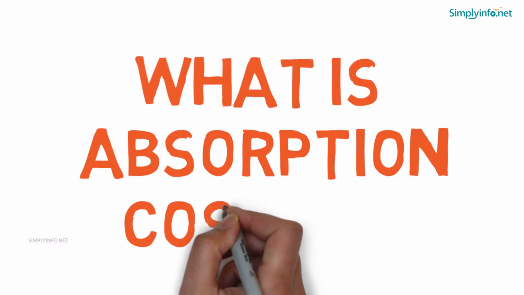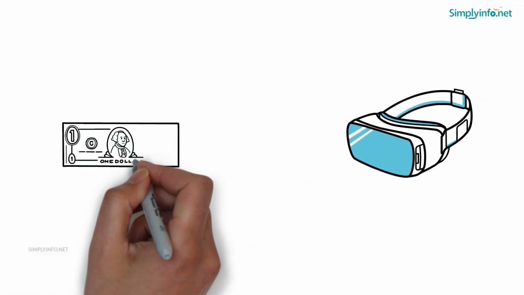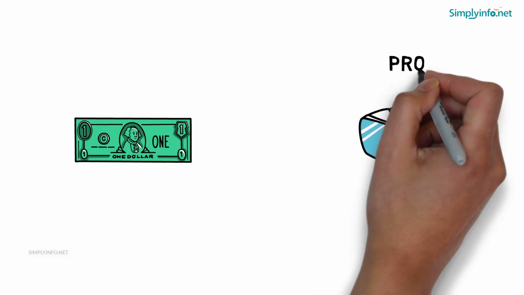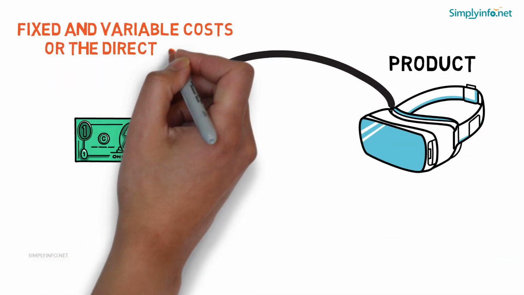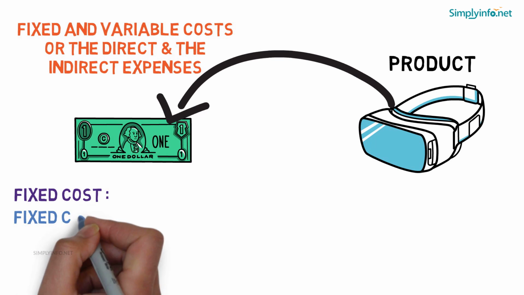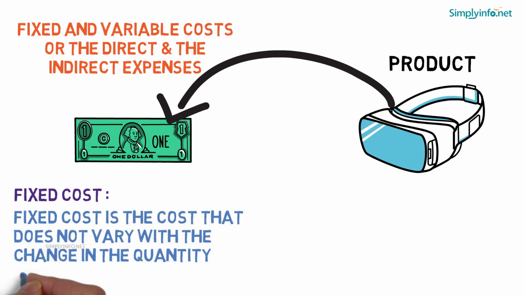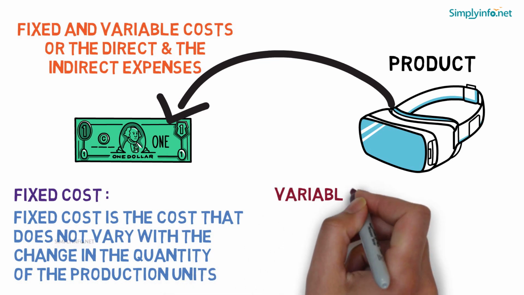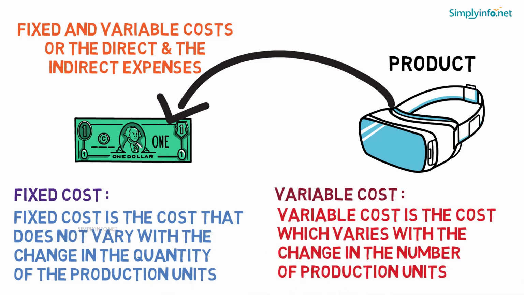What is absorption costing? Absorption costing is a method of calculating the cost of the product or enterprise by including both the fixed and variable costs or the direct and the indirect expenses. Fixed cost is the cost that does not vary with the change in the quantity of the production units. Variable cost is the cost which varies with the change in the number of production units.